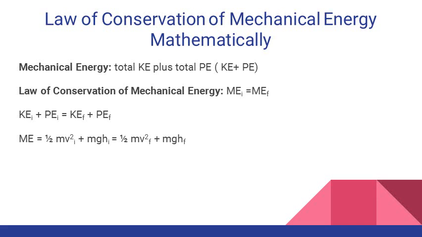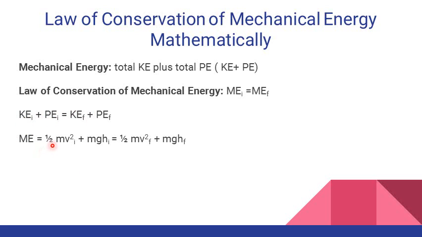So if we look at it from a mathematical perspective, remember that the mechanical energy is the total kinetic energy plus the potential energy. So if we look at the law of conservation of mechanical energy, we can write that as the mechanical energy that we start with, or initially, should be equal to the mechanical energy that we have later on, or our final mechanical energy. Likewise, we can expand that out. We can say the initial kinetic energy plus the initial potential energy is equal to the final kinetic energy plus the final potential energy.